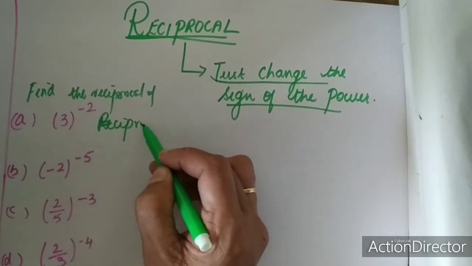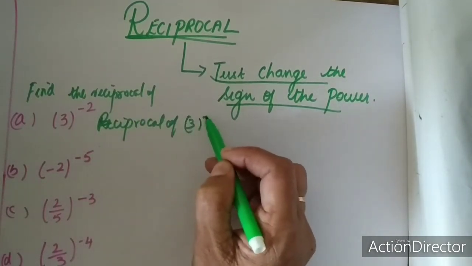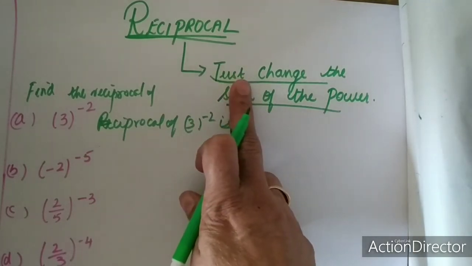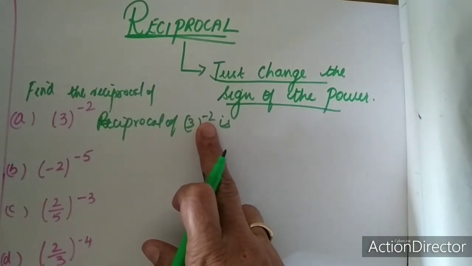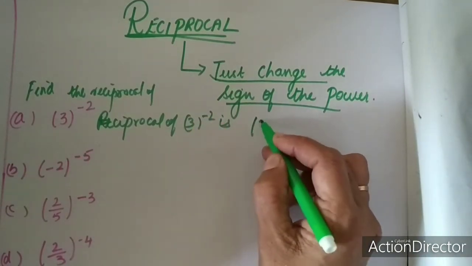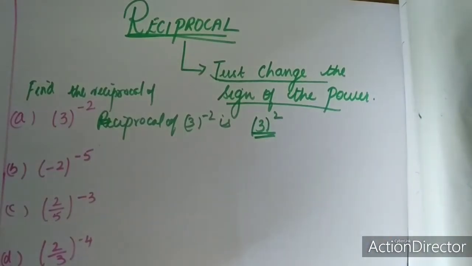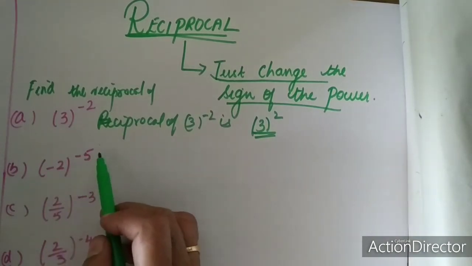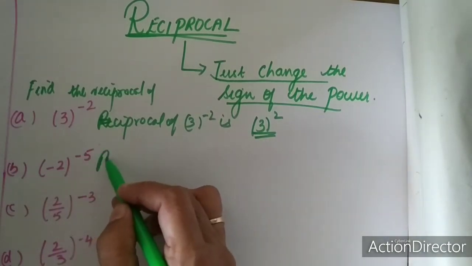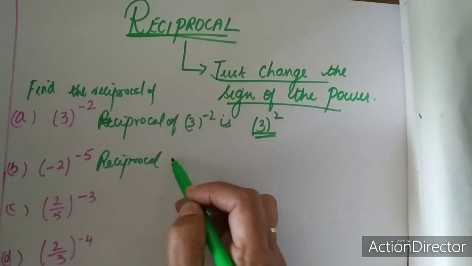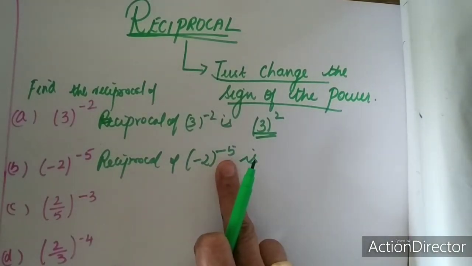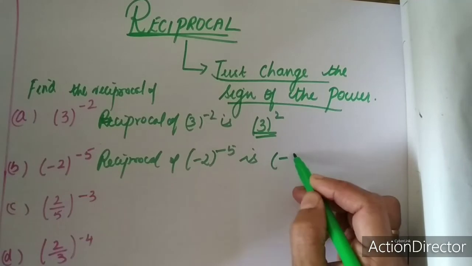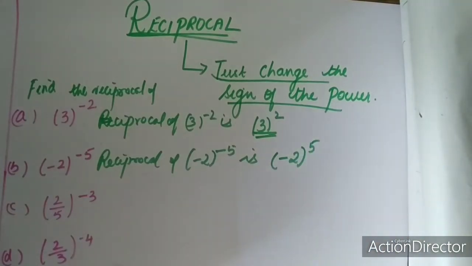Reciprocal of 3 raised to the power of minus 2 is, see the hint over there, just change the sign of the power. The sign of the power over here is minus 2, so I change it and write it as 3 raised to the power of 2. So this is my answer. You can leave the answer as it is. Next, minus 2 whole raised to the power of minus 5. Reciprocal of minus 2 raised to the power of minus 5 is, what is the opposite sign of minus 5? Plus 5. So my answer will be minus 2 raised to the power of plus 5.